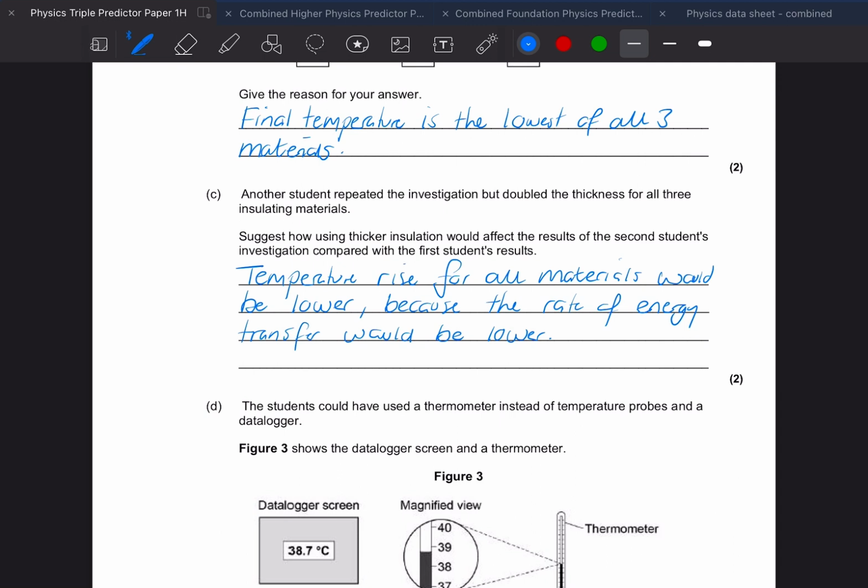And just read the question back. Suggest how using thicker insulation would affect the results. Yep, that answers that. So good. And I think I'd get a mark here for saying that it would be lower, and the second mark for saying because the rate of energy transfer is lower.